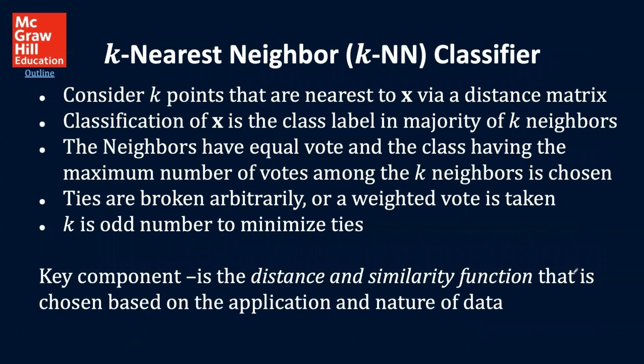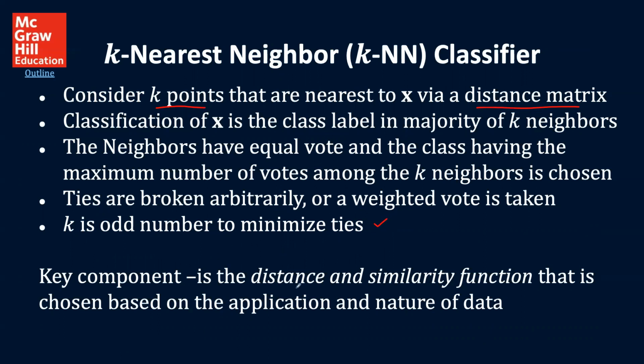And now we're going to be talking about the k nearest neighbor type of classifier. So basically we're trying to look at the k points that are nearest to a particular one that we're trying to evaluate and then come up with a distance matrix based on that data. So the classification of X is the class label of the majority of K neighbors. The neighbors have equal vote and the class having the maximum number of votes among the K neighbors is chosen. The ties are broken arbitrarily or a weighted vote is taken. K is an odd number to minimize the ties, and that's what we want to ensure.